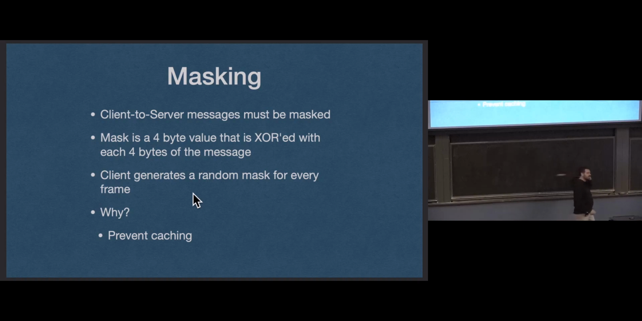And again, this is to prevent caching. So the mask is different every single time a frame is sent. That means every time a frame is sent over a WebSocket connection, it's going to look different. Even if you say the same thing, if you're in a chat and you're just spamming the same thing over and over again, every time you send a frame, it's going to look different because it's going to have a different masking key. And again, we're going to avoid caching that way. The messages are always going to look different, even if it's the same thing.